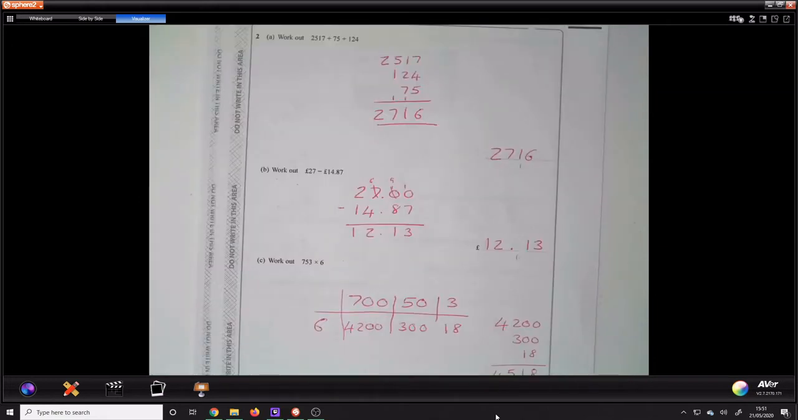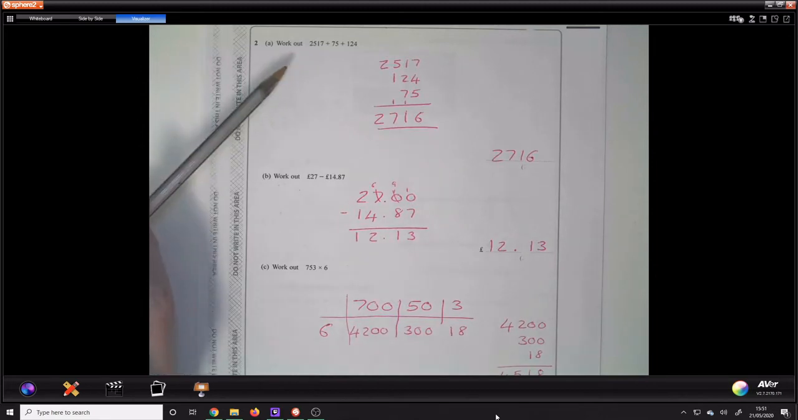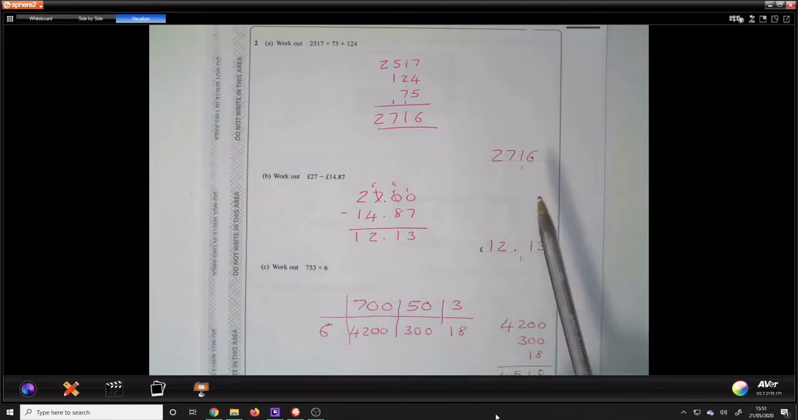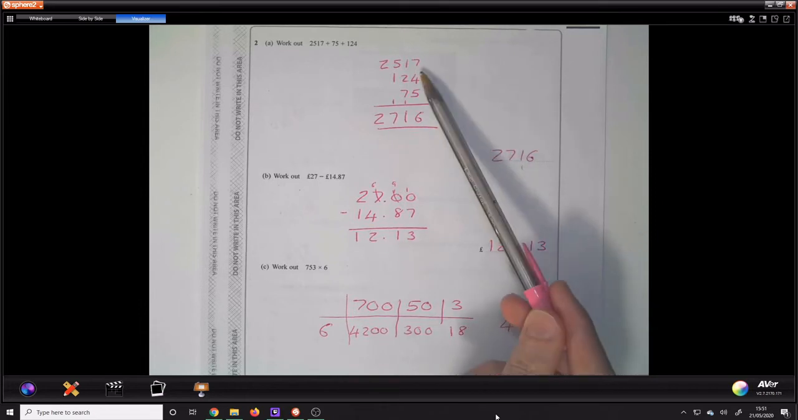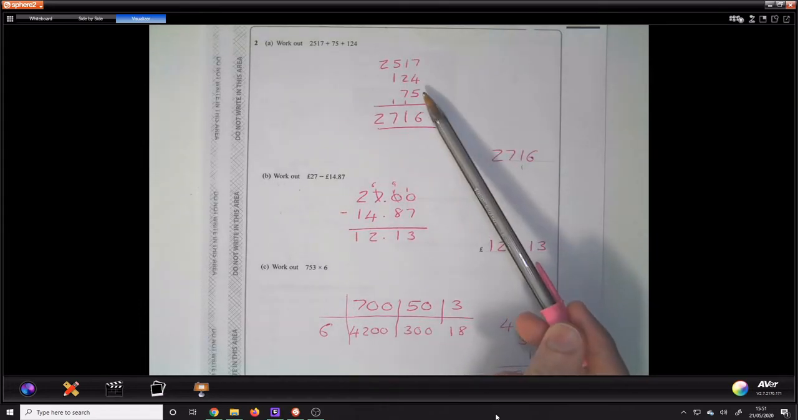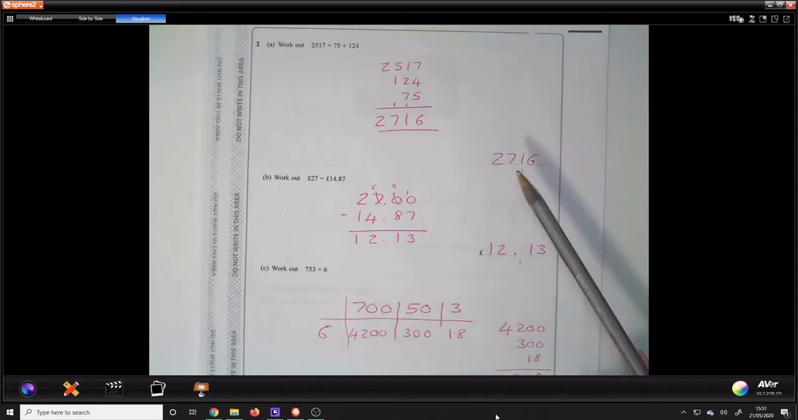Okay, question 2. You had to add up the 3 numbers there. It was a 2-mark question. For 2 marks, you needed to get 2,716. If you attempted to add them up, so if you did the column method, so you laid it out like this, but maybe you made a mistake, you can have 1 mark. 2 marks if you got 2,716.